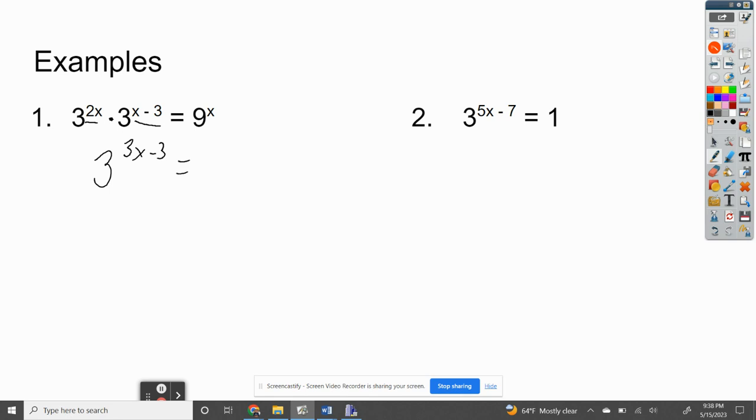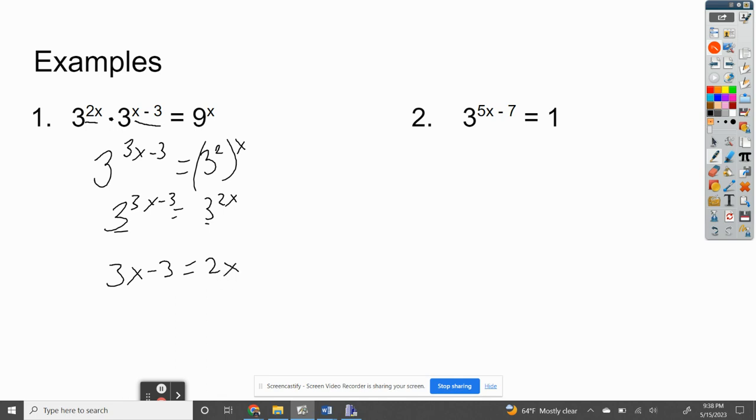And on the right side, again, I need the bases to match. So I need to have 9 as a base of 3. And so I'm going to change 9 to a 3 squared, which has x outside. And all I have to do is multiply the exponents on the right side here. So that's just 2x. On the left side, I'm not changing anything. Now I have the bases the same. Perfect. So now I can make the exponents be the same.